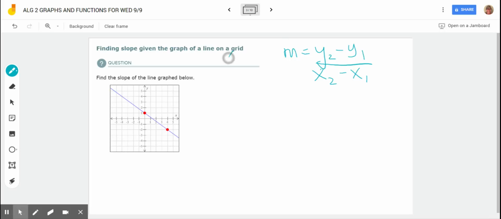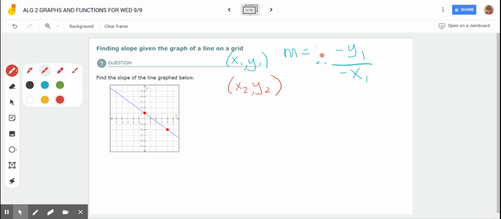That means they give you 2 points, (x1, y1) and (x2, y2), and then you just plug in the appropriate parts. Let me do this in a different color, because this is the one place where things can go bad on the slope formula. You need to make sure that when you plug in your points, you plug them in exactly the way the formula comes to you. It's y2 minus y1 over x2 minus x1.